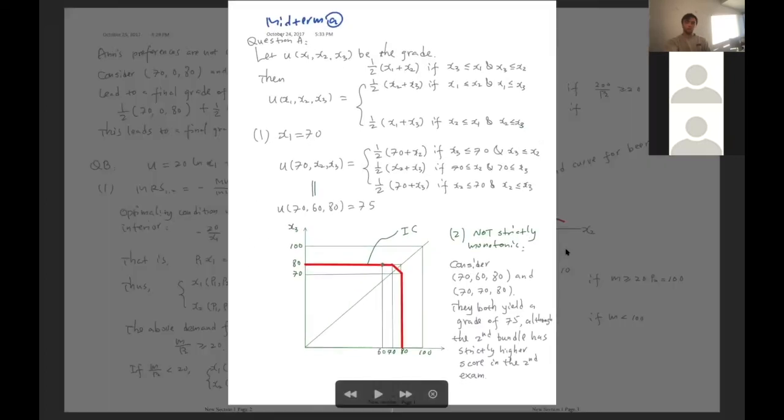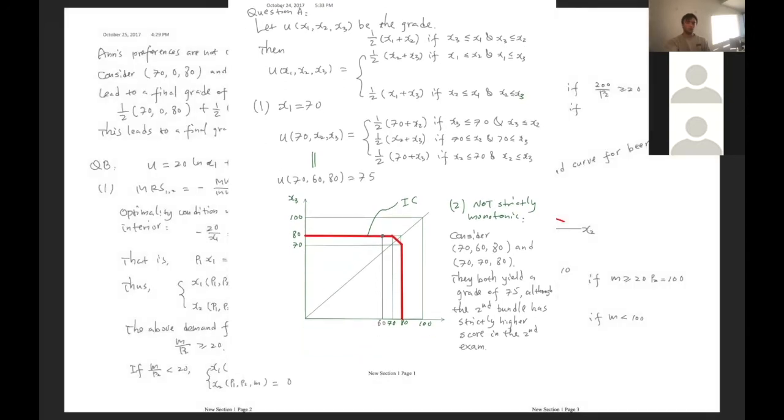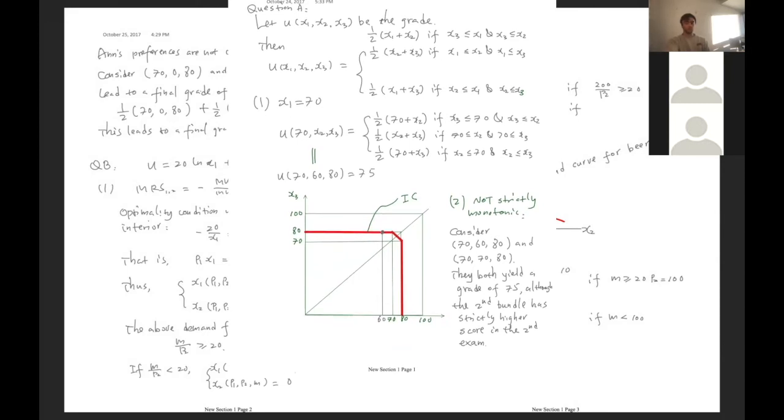Once you have something like that, because we don't have a formula for monotonicity or convexity, whether that be weak, strong, or normal, we just have to give an example that contradicts what the property actually states. So here we would just give an example, that being if she had scored 70, 60, 80, and 70, 70, and 80, they both yield a grade of 85, although the second bundle has strictly a higher score in the second exam. So that contradicts monotonicity.